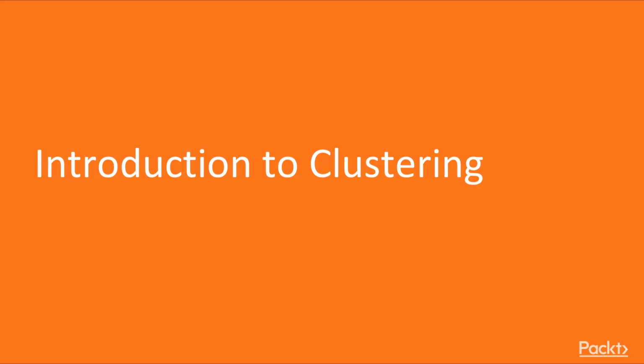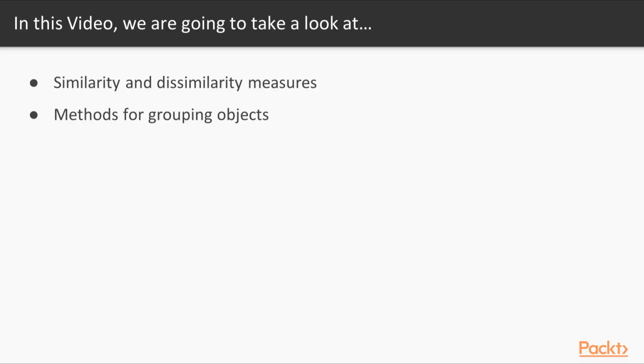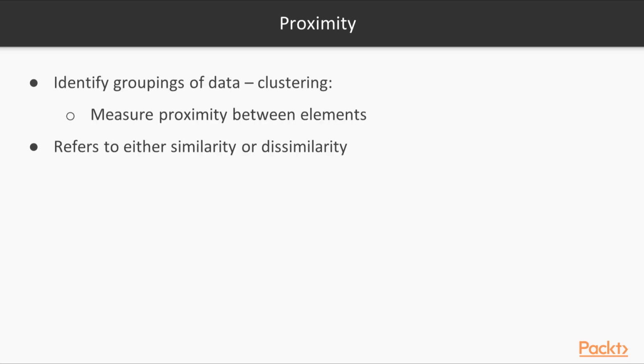Now we move on to the first video of this section that deals with Introduction to Clustering. Here we will see similarity and dissimilarity measures, also the methods for grouping objects. Clustering involves identifying groupings of data. This is possible thanks to the measure of the proximity between the elements. The term proximity is used to refer to either similarity or dissimilarity, so a group of data can be defined once you have chosen how to define the concept of similarity or dissimilarity.